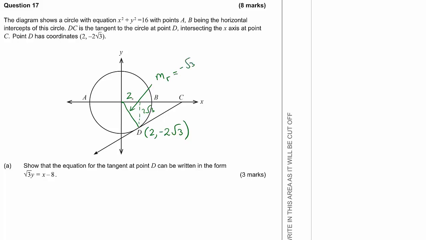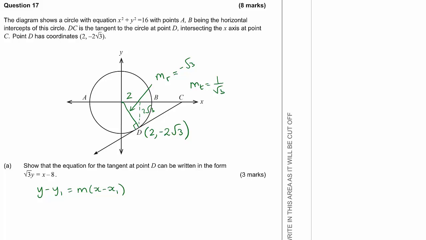So it would be -2√3 over 2, -√3, which means that the gradient for our tangent would be 1 over √3, because the product of these has to be -1, because a radius and a tangent meet at right angles.